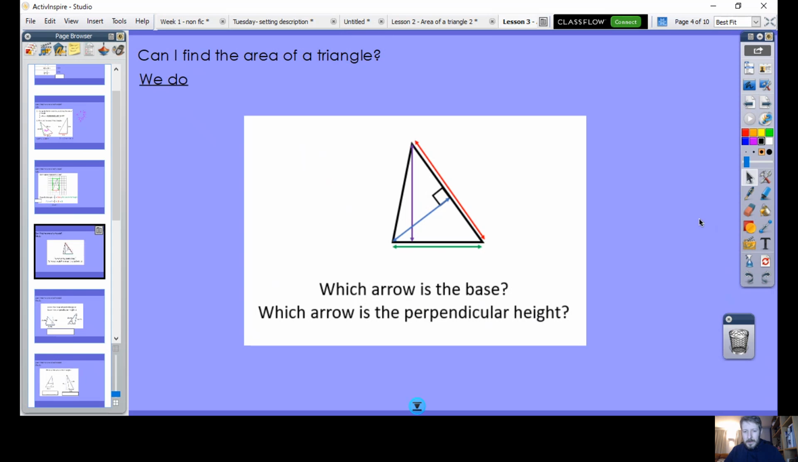All right, so have a little think for yourself now. Which arrow is the base? Which arrow is the perpendicular height on this triangle? So pause the video and have a think. Which line is which? And there are 4 lines for you to choose from. So pause now.